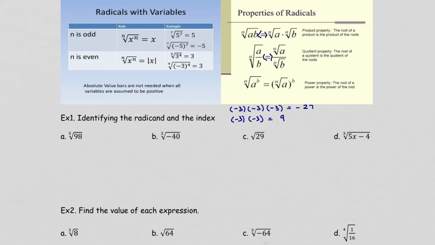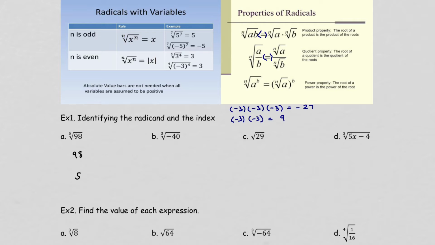So let's look at example 1. Example 1 is asking you to identify the value inside of the radical, which we call the radicand, and the index. What's the index? This little power right there. So the radicand for the first one is going to be 98. And then the index is going to be 5, right?